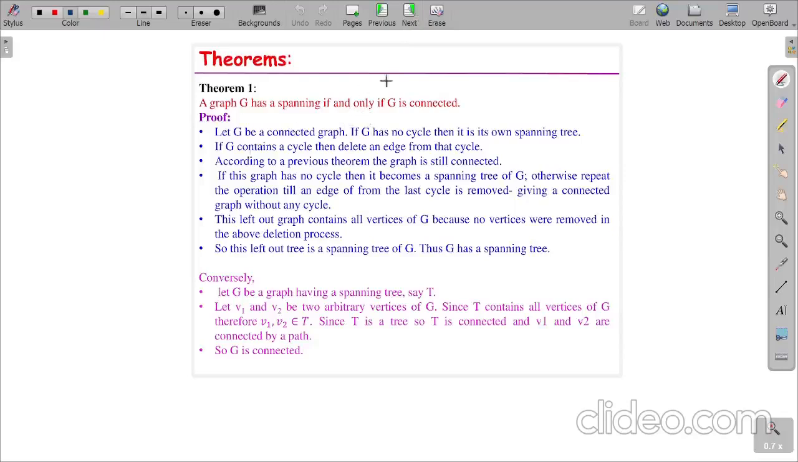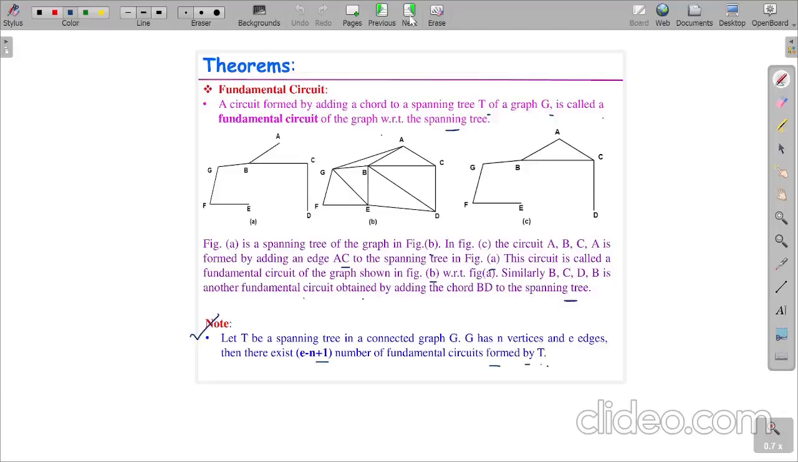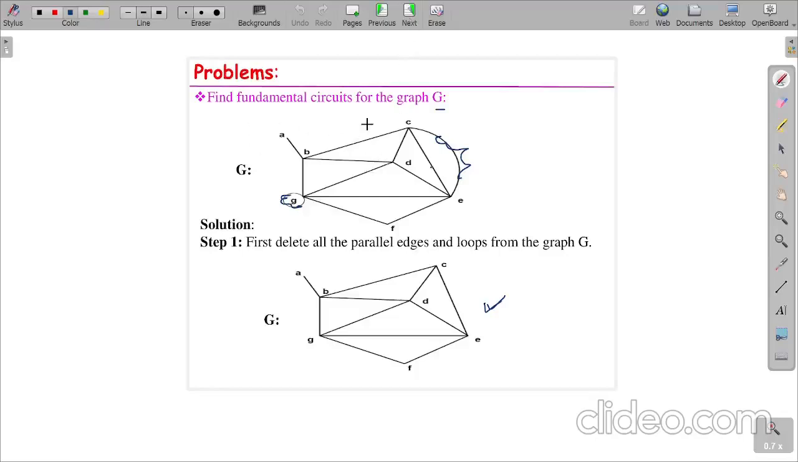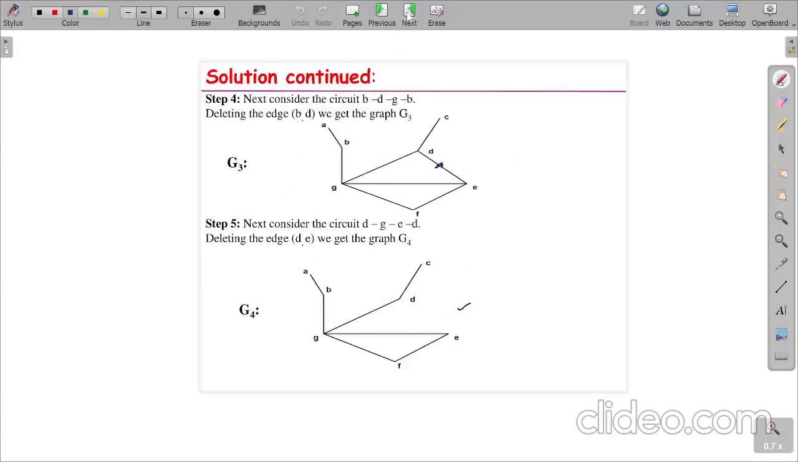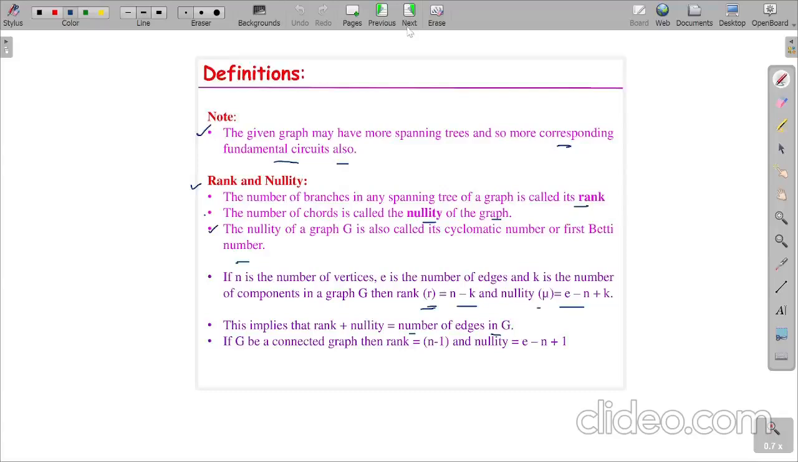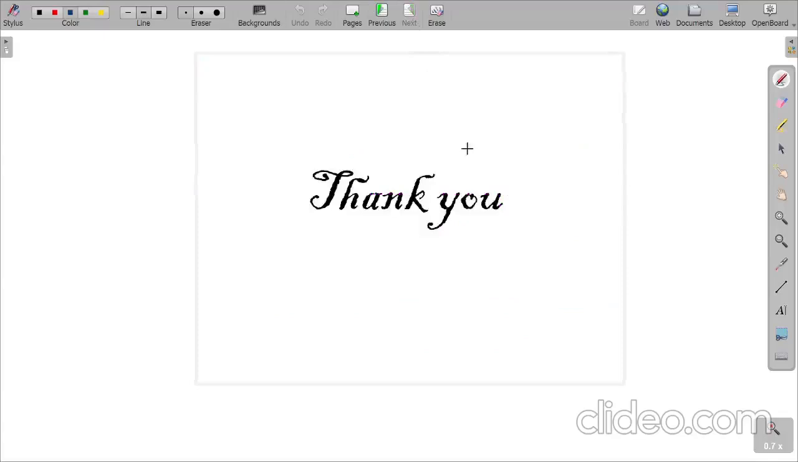Then there is a theorem: graph G has a spanning tree if and only if it is connected. We proved both the cases. Then we tried to understand the definition of fundamental circuit. Then there is a note, find fundamental circuits of the graph G. We tried to consider the fundamental circuits. Then there are some definitions of rank and nullity. Up to this, we can stop here. We will discuss in the next class.